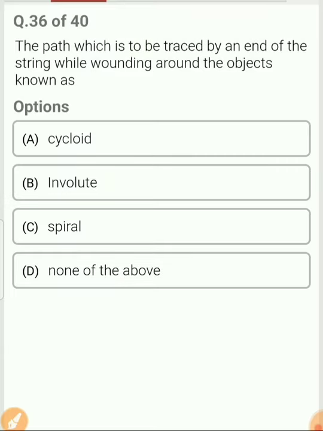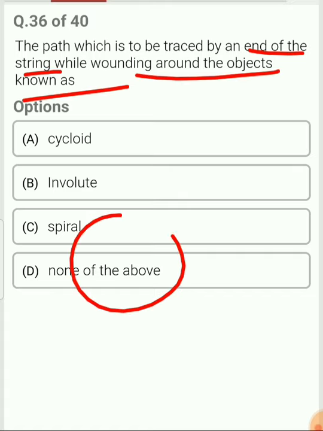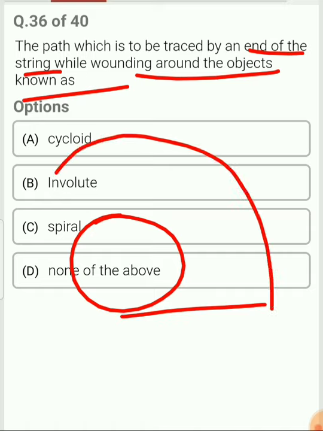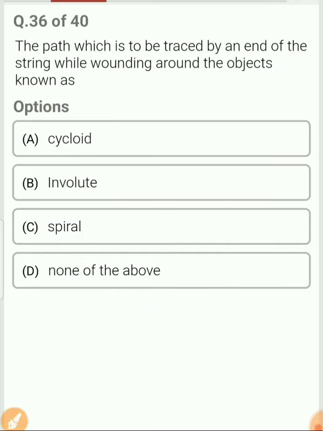The path which is traced by the end of a string while wound around an object is known as what? Let's say that object could be a circle or anything, and if there is a string and you wind it along the object, then the curve which you will get is nothing but the involute. Okay.